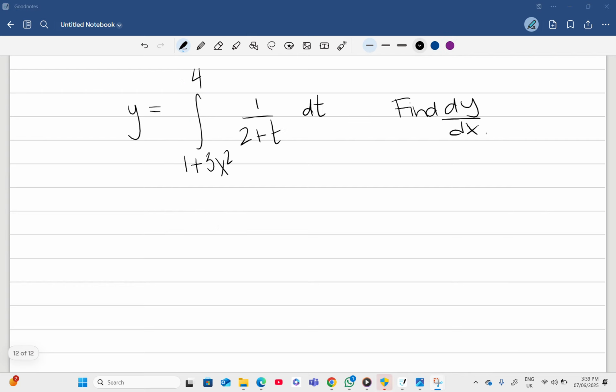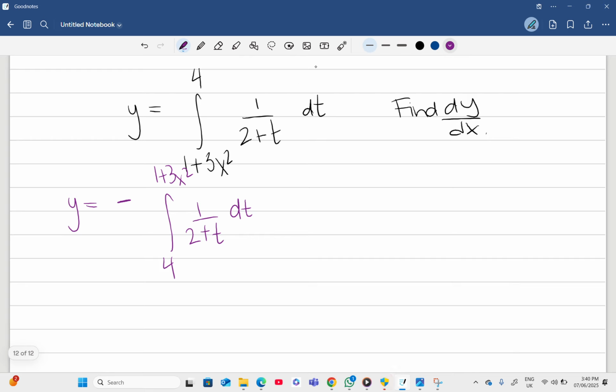Okay, so here I have the integration, and I have 4 and 1 plus 3x squared as my limits. I have a constant in my upper limit. We do not want that, so I'm going to rewrite it. y is equal to, since I'm going to switch the limits, I'm going to put a negative, and then I'm going to put 1 plus 3x squared up, 4 down, integral of 1 over 2 plus t dt.